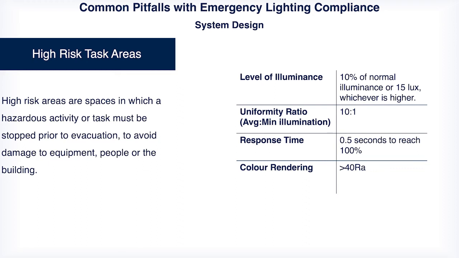Other areas, moving vehicles, flammable materials, control rooms might also be deemed as high risk. The light levels in those areas would be 10% of what the light level is normally. And that would easily take it well above the 15 lux minimum we would expect in most of those places. Those minimum light levels, of course, must be maintained for a minimum of 30 minutes, up to the full duration 3 hours. So important that those higher illumination levels are maintained across that period of time as well.